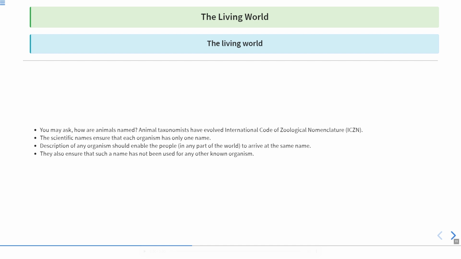The scientific name ensures that each organism has only one name. That particular name is not given to any other organism, so the name is very, very specific. The description of any organism should enable people in any part of the world to arrive at the same name. People from every corner of the world follow the same procedure. If they are studying the same organism, they should give it only the name prescribed by the conventions, that is ICBN and ICZN, depending upon whether it is a plant or an animal.